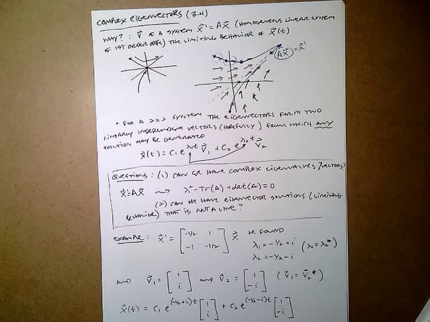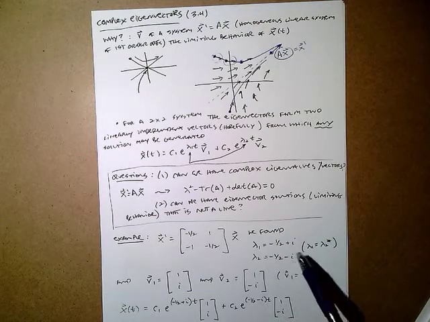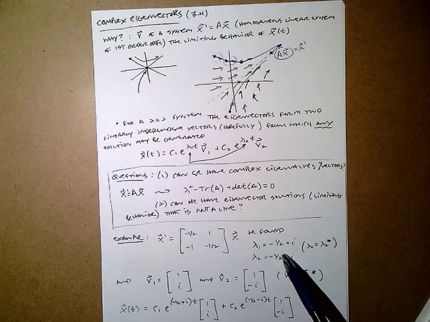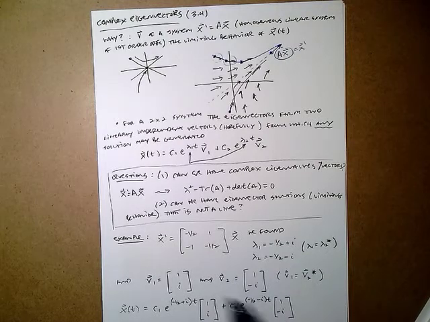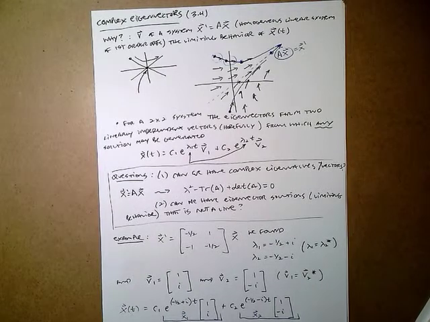In order to find a general solution to a system of first order ODEs, the task is mainly just to find the eigenvalues and the eigenvectors, and we can write our general solution as a linear combination of the x1 vector and the x2 vector.